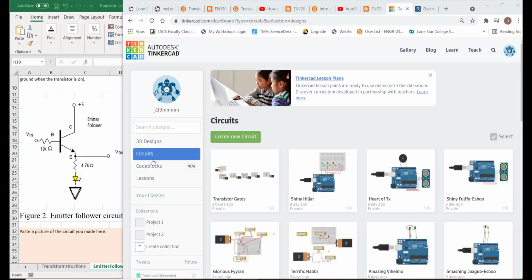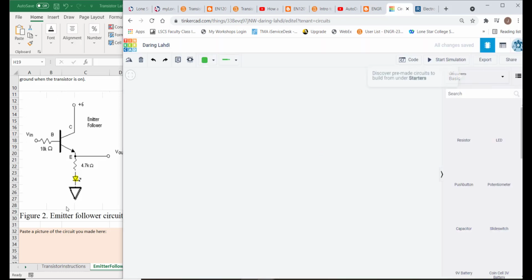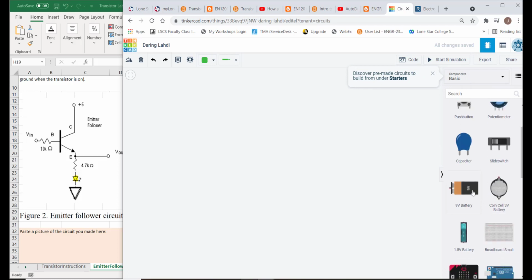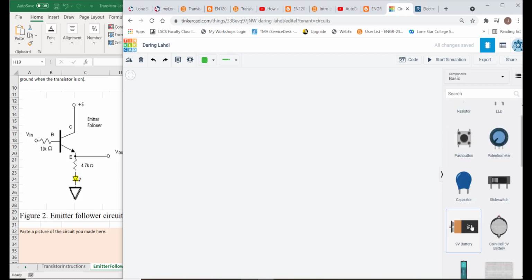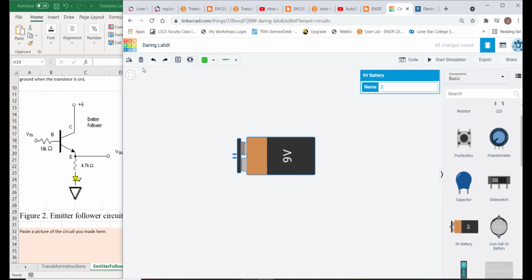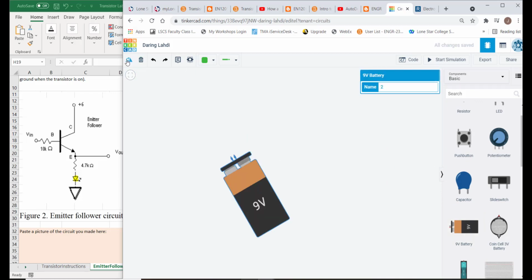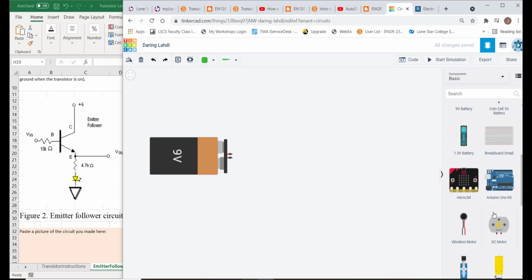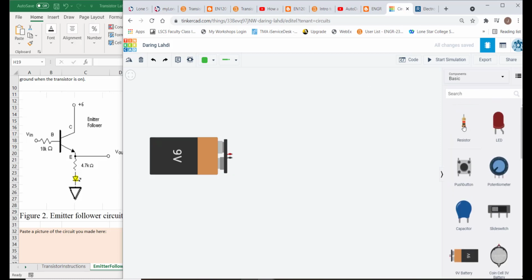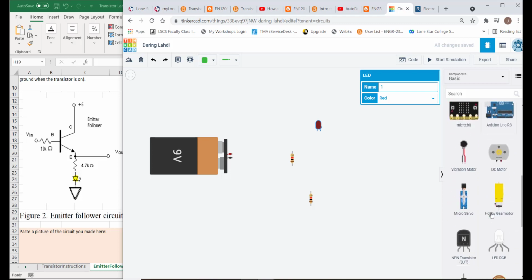So I have my screen split here so that we can see that wiring diagram and build something over here. So I'm going to grab a power supply. Let's see, 6 volts, 9 volts. It doesn't actually matter how much. So I'll just go ahead and grab this 9-volt battery. And maybe to just keep this simple, rather than using a breadboard, I will just wire this straight together. So I need a couple of resistors, I need an LED, and I need a transistor.